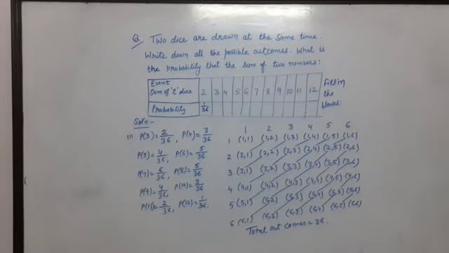Second part is, a student argues that there are 11 possible outcomes, 2, 3, 4, 5, 6, 7, 8, 9, 10, 11 and 12. Therefore, each of them has a probability 1 upon 11. Do you agree with this argument? Justify your answer. See here, what will the answer is, there are the sums 2 to 12. They are not equally likely. That is why you will not get probability 1 upon 11 every time. Okay, this is the thing.